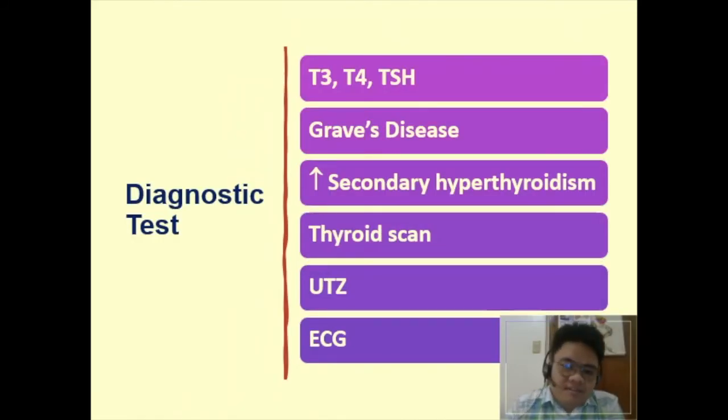Now, diagnostic tests. T3, T4, and TSH are expected to be... I mean increase. Again, T3, T4, and TSH are expected to be increased. Your thyroid scan class will be able to show if there is an enlargement or there is an increase in the vasculature of your thyroid gland. Then, you have your ultrasound and then ECG.